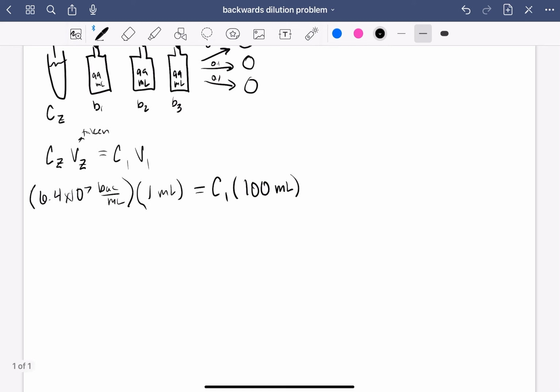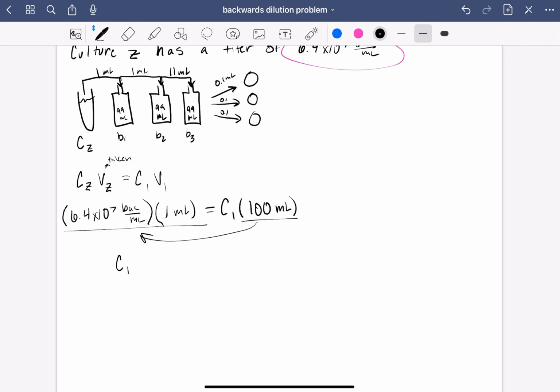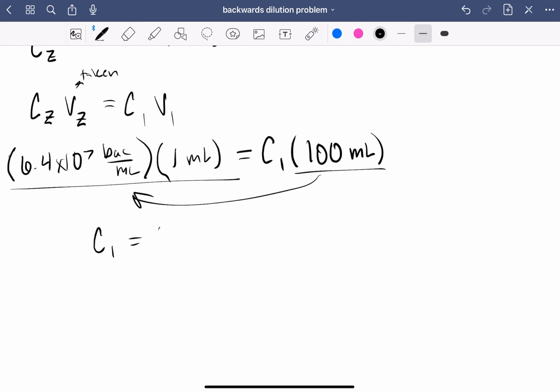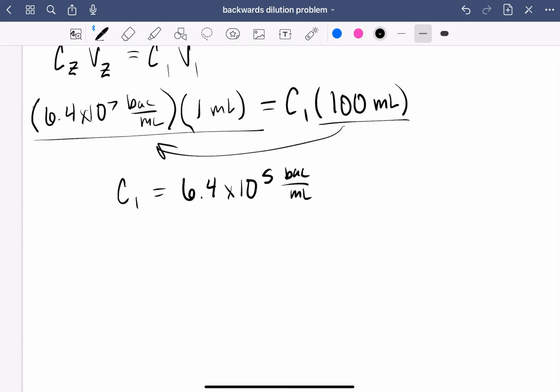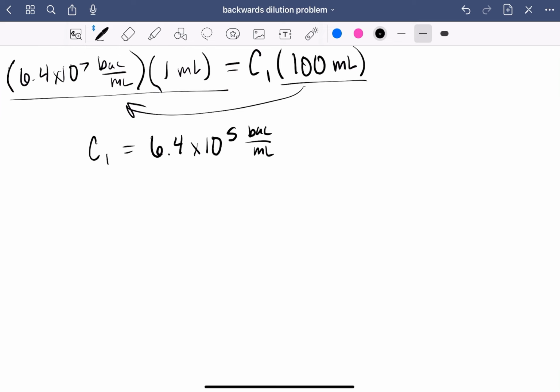Okay, so then we will divide this over, and let's calculate that really quick. If we have 6.4 times 10 to the 7th, we're just times 1 and then dividing by 100. And now I'm getting the concentration of bottle 1 as 6.4 times 10 to the 5th bacteria, or cells, or CFU per mil. Let's double check that. 1, 2, 3, 4, 5. Yep, cool.